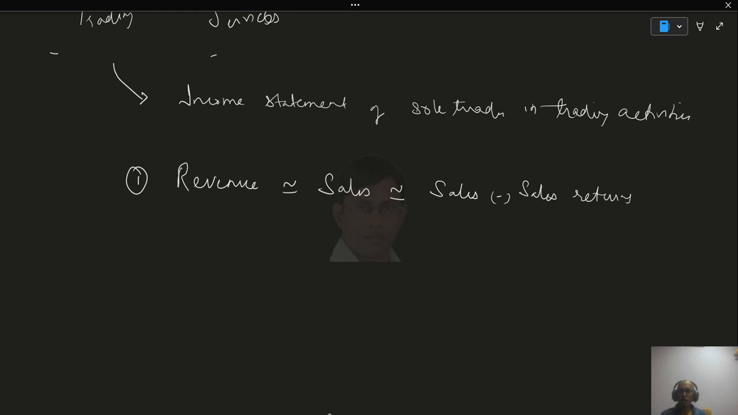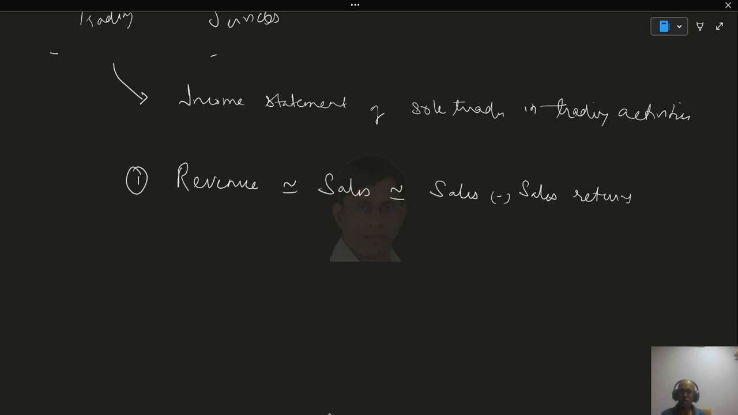So you can show directly. You can show revenue, but it is interchangeably used. Sales and revenue are interchangeably used. Sometimes in the questions, revenue will come. Sometimes in the question, sales will come. Sometimes they will just say sales and sales returns. The word revenue itself will not come. Sometimes they will give revenue also and sales return also. So you should not get confused.